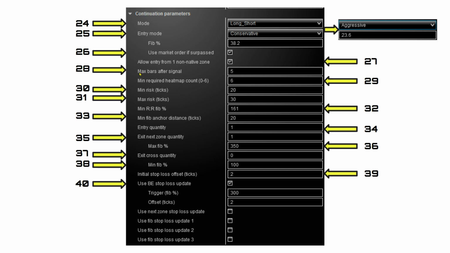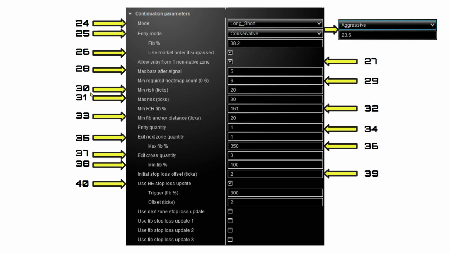So number 28, max bars after signal, in this case is 5 again. That's probably the maximum you want to be. You need to be there 2 or 3. Number 29 is the minimum required heat map. This is 6 out of 6. It's got to be 6 out of 6 for me, but again, optimization will prove that.